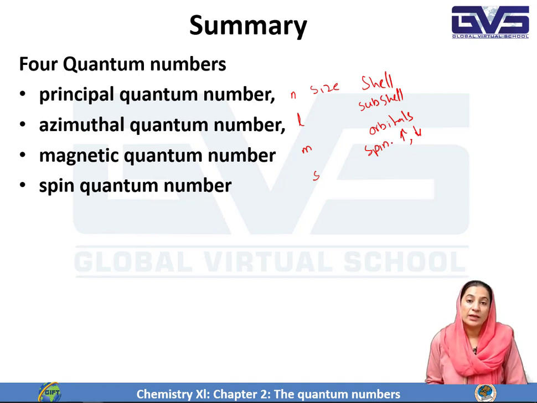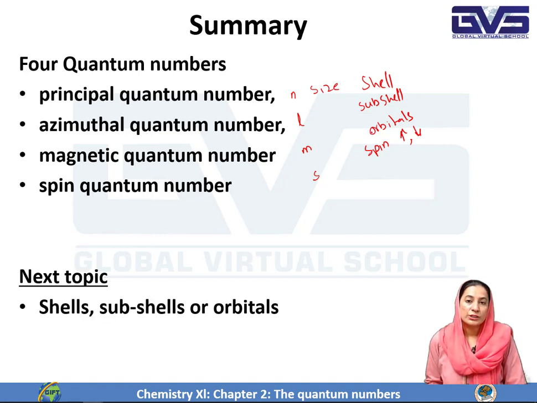So we will come to know where the electron is present, in which shell, in which subshell, and in which orbital with what spin. So basically these are 4 quantum numbers that represent the position of the electron in the atom. Our next topic will be shells, subshells or orbitals and their shapes. We will discuss that in detail, about the shapes of the orbitals.